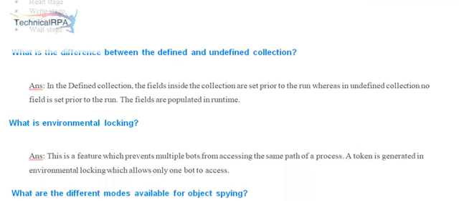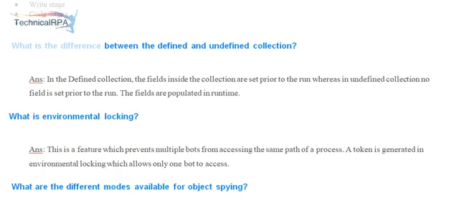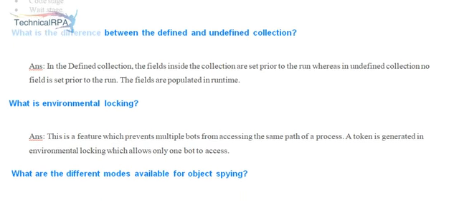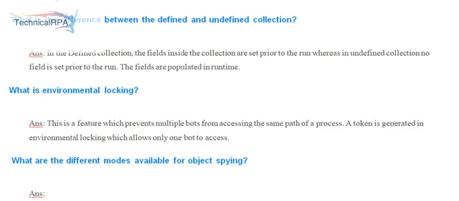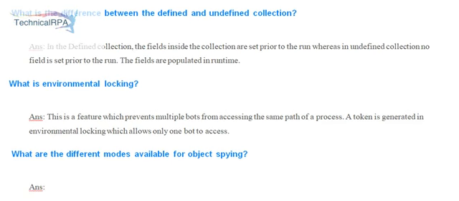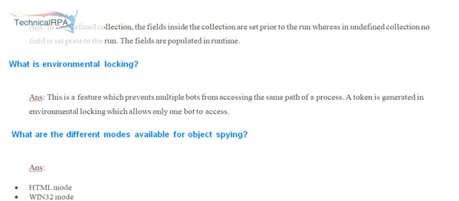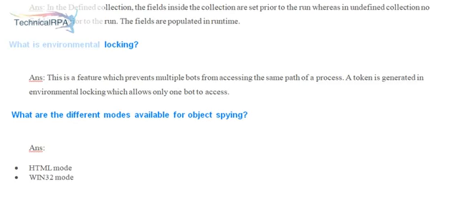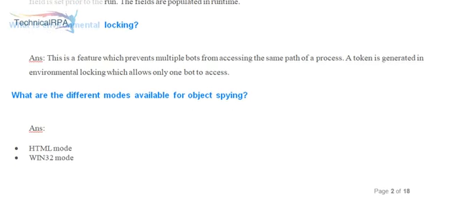What is the difference between the defined and undefined collection? In the defined collection, the fields inside the collection are set prior to the run, whereas in undefined collection no field is set prior to the run. The fields are populated in runtime.